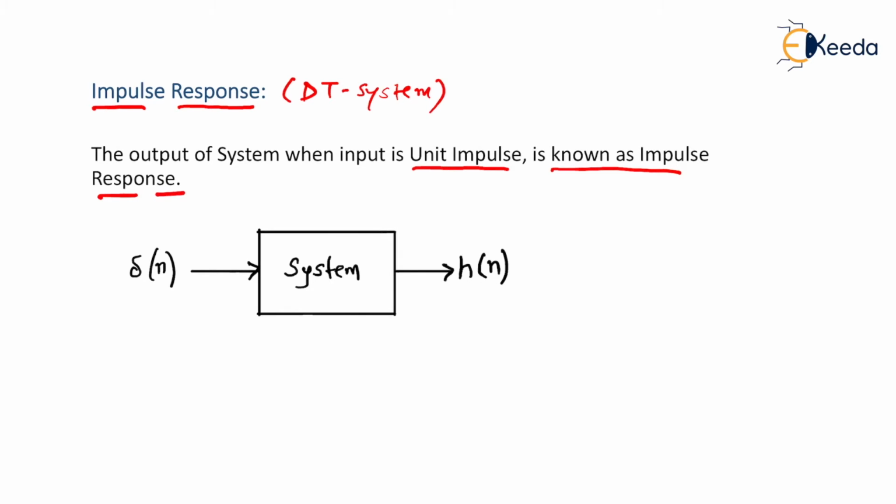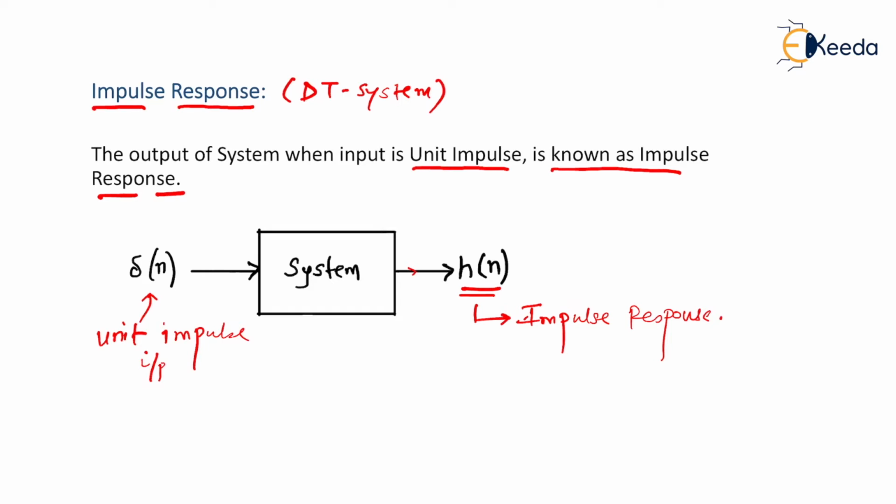As you can see, this is some discrete time system to which del of n is applied, okay, in response to which you are getting some output, and that output is a response provided to the input as an impulse. So therefore this is called the impulse response. So h of n is called the impulse response and del of n is called the unit impulse input.